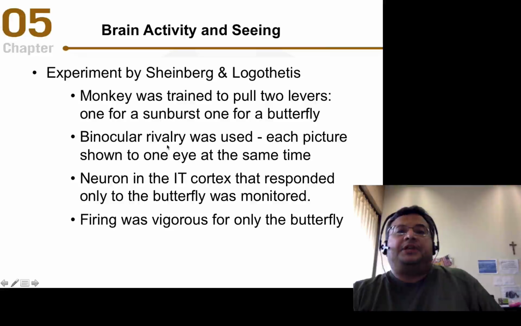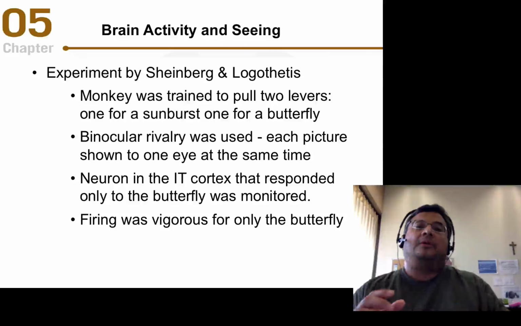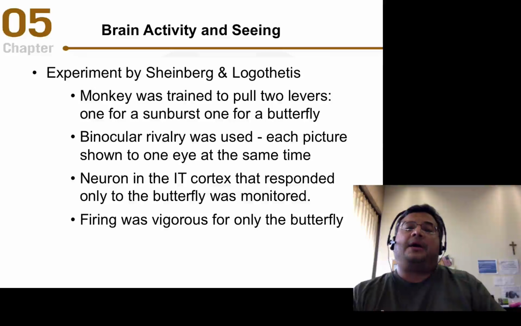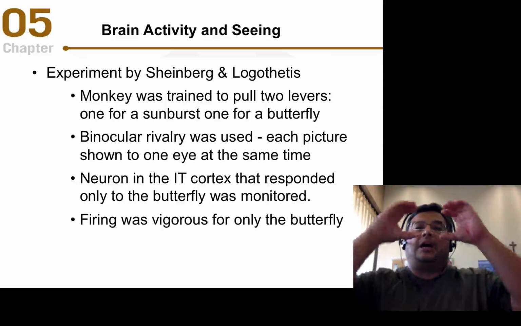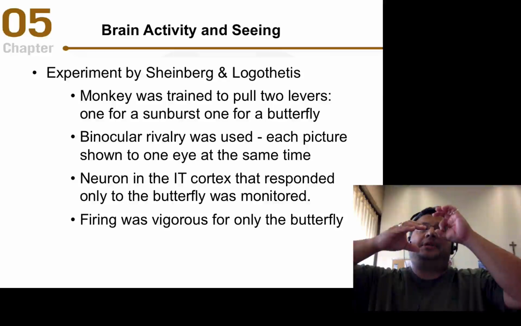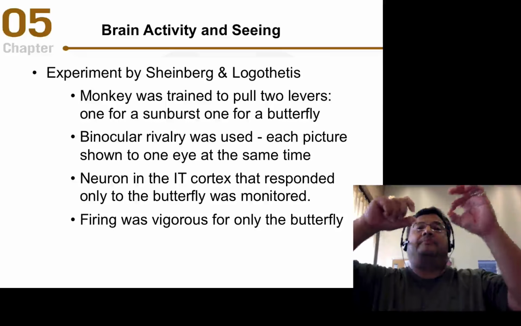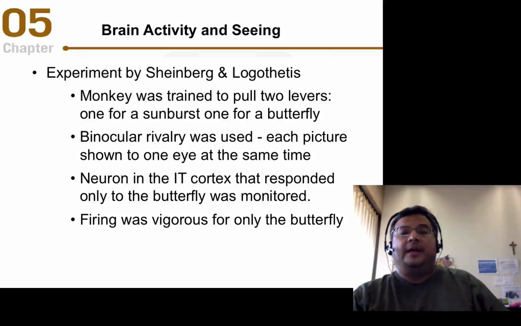Another experiment, Sheinberg and Logothetis, I can't say that right. They had this monkey that was trained to pull a lever whenever it saw a sunburst, or another lever whenever it saw a butterfly. So one lever for sunburst and one lever for butterfly. And then they used this technique called binocular rivalry, where they put goggles on the monkey and showed a sunburst in one eye and a butterfly in the other at the same time.